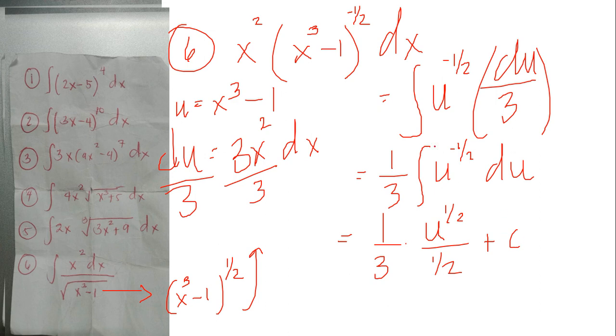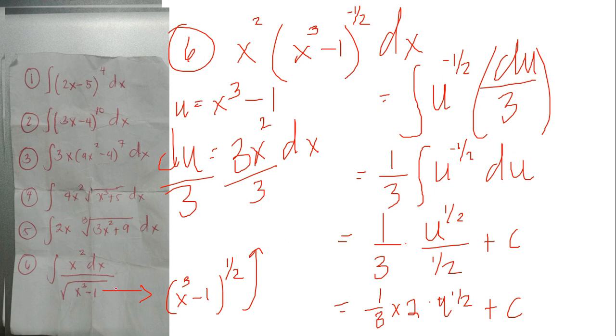Sir, paano po naging 1 half? Negative 1 half plus 1 is 1 half. Okay? Ibig sabihin po, 1/3 times 2 na ito, kasi reciprocal ng 1 half is 2. Tapos, u raised to 1 half plus c.